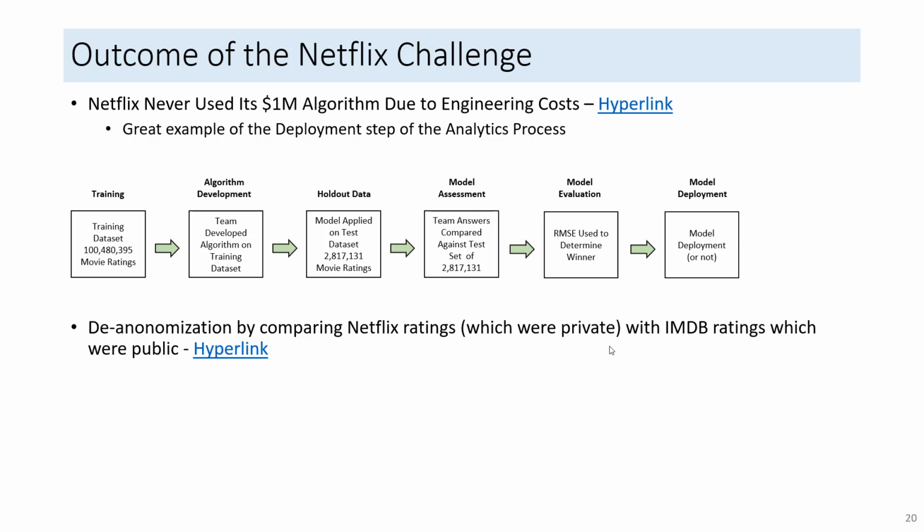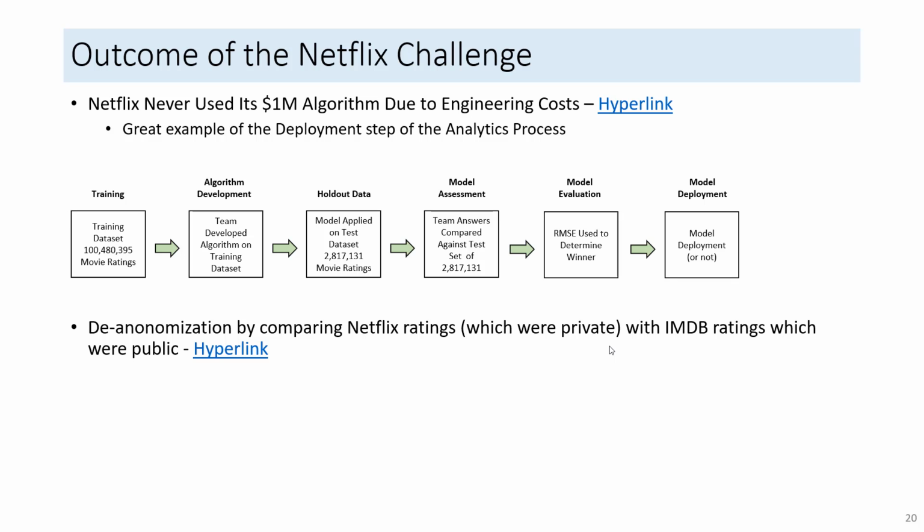And based on that algorithm, it then gets tested on something that the company doesn't provide you. So you get this test data set, which is like 3 million ratings. So you build the model on the 100 million, you test it on the 3 million, and then the company then does an assessment of your answers compared to how people actually scored it.